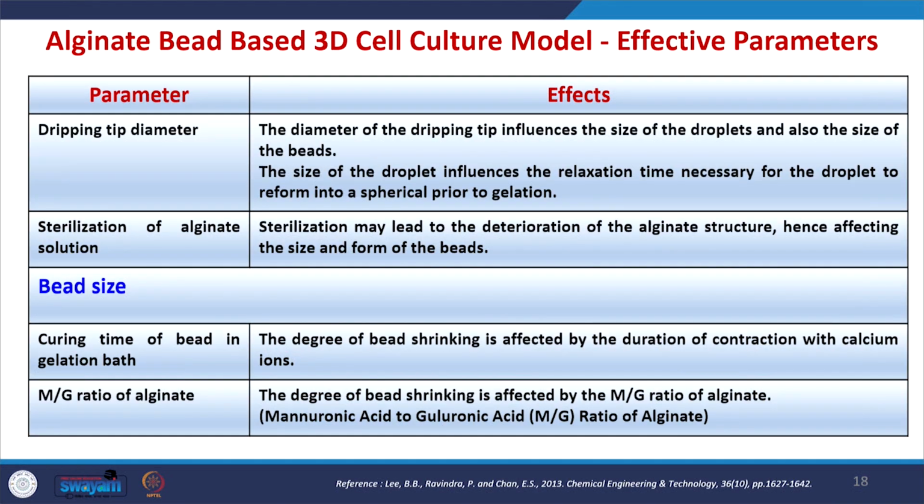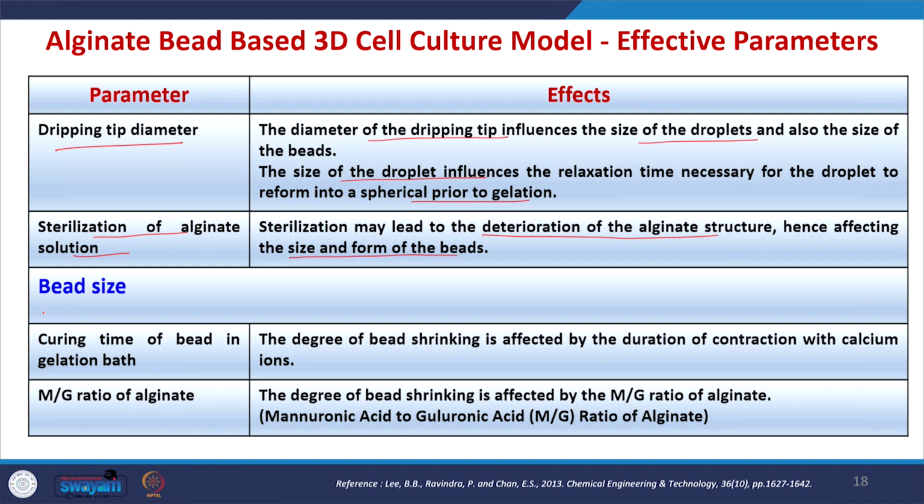The next important parameter is dripping tip diameter. The diameter of the dripping tip influences the size of the droplet and also the size of the beads. The size of the droplet influences the relaxation time necessary for the droplet to reform into a sphere prior to gelation. And the next important parameter is sterilization of alginate solution. Sterilization may lead to the deterioration of alginate structure, thus it will affect the size and form of the beads.